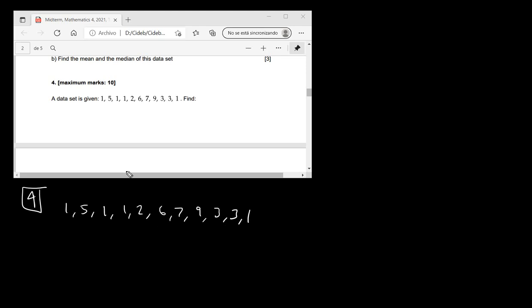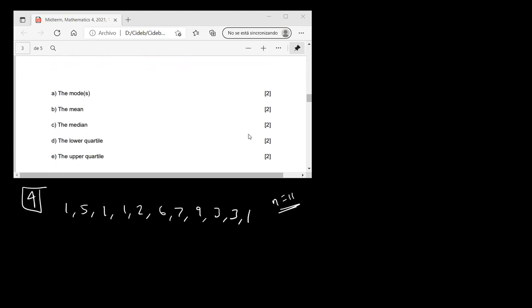How many data values do we have? 1, 2, 3, 4, 5, 6, 7, 8, 9, 10, 11. So n equals 11. We have n equals 11 pieces of information. Then I'm asking you to find certain things, such as the mode, the mean, the median, the lower quartile, and the upper quartile. I'm going to do this very quickly.